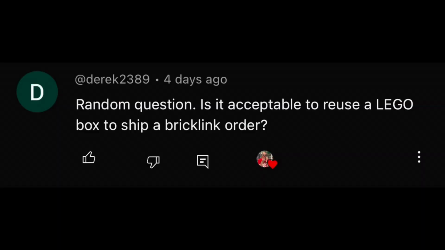Derek says, random question, is it acceptable to reuse a Lego box to ship a BrickLink order? I have done this, but it's usually still a lot of bubble wrap in there. Just keep in mind those Lego boxes are very flimsy and not very sturdy.